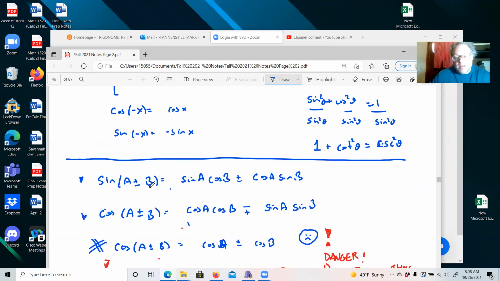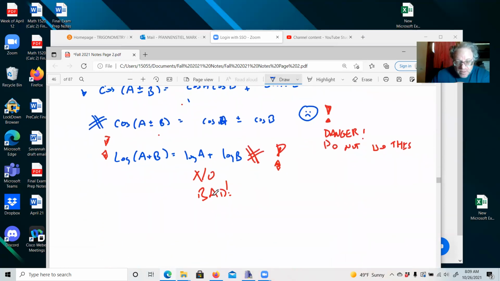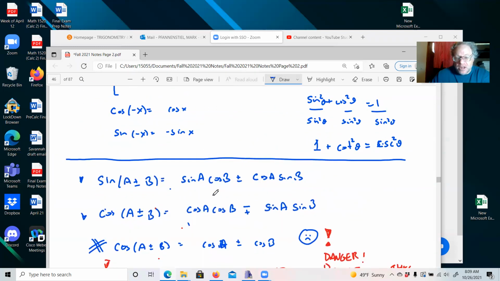I always made a little chant. When I did this in trig, it's like, sine of A plus B: sine, cosine, cosine, sine. I'll just repeat this as a chant. For cosine we have cosine, cosine, minus sine, sine. You would make a chant out of it, and that's how we remember it. Those are the formulas that you really have to know.